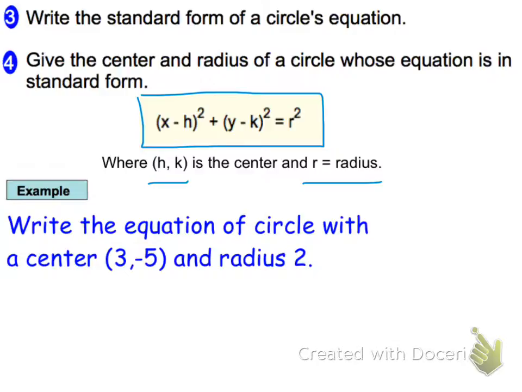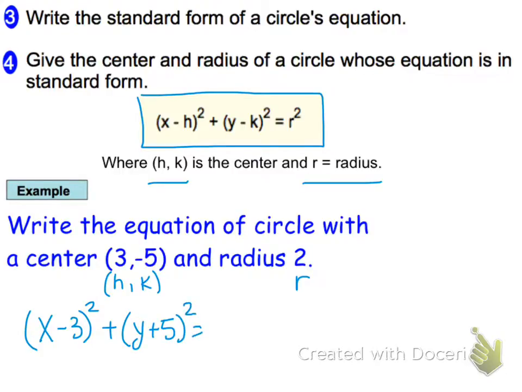So if we took a look at our first example here, we want to write the equation of a circle with a center of 3, -5 and a radius of 2. So we'll just plug that information right into our equation. Now our h is 3, so remember we're going to have to take the opposite of that and get x minus 3 squared. Our y is -5, so our y turns into y plus 5 squared. And our radius is 2, but remember you have to square the radius. It equals 4. And there's the equation of the circle.